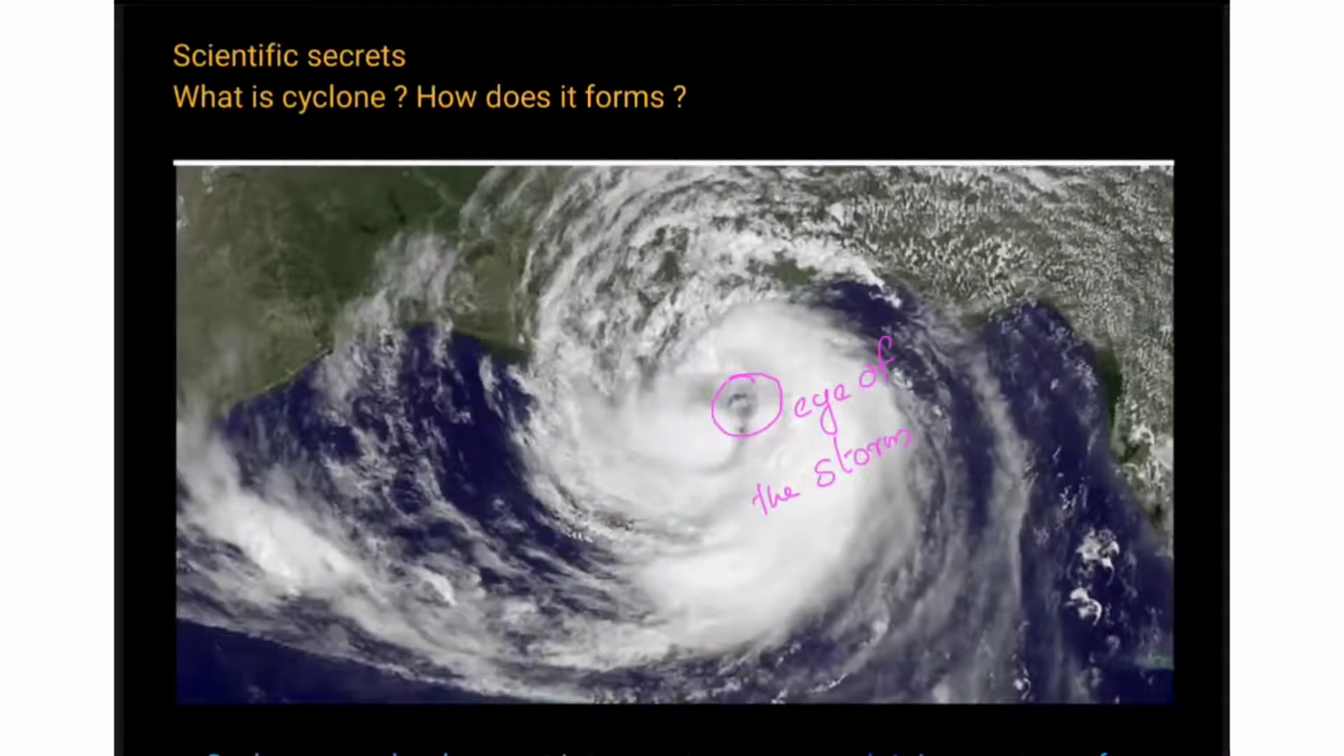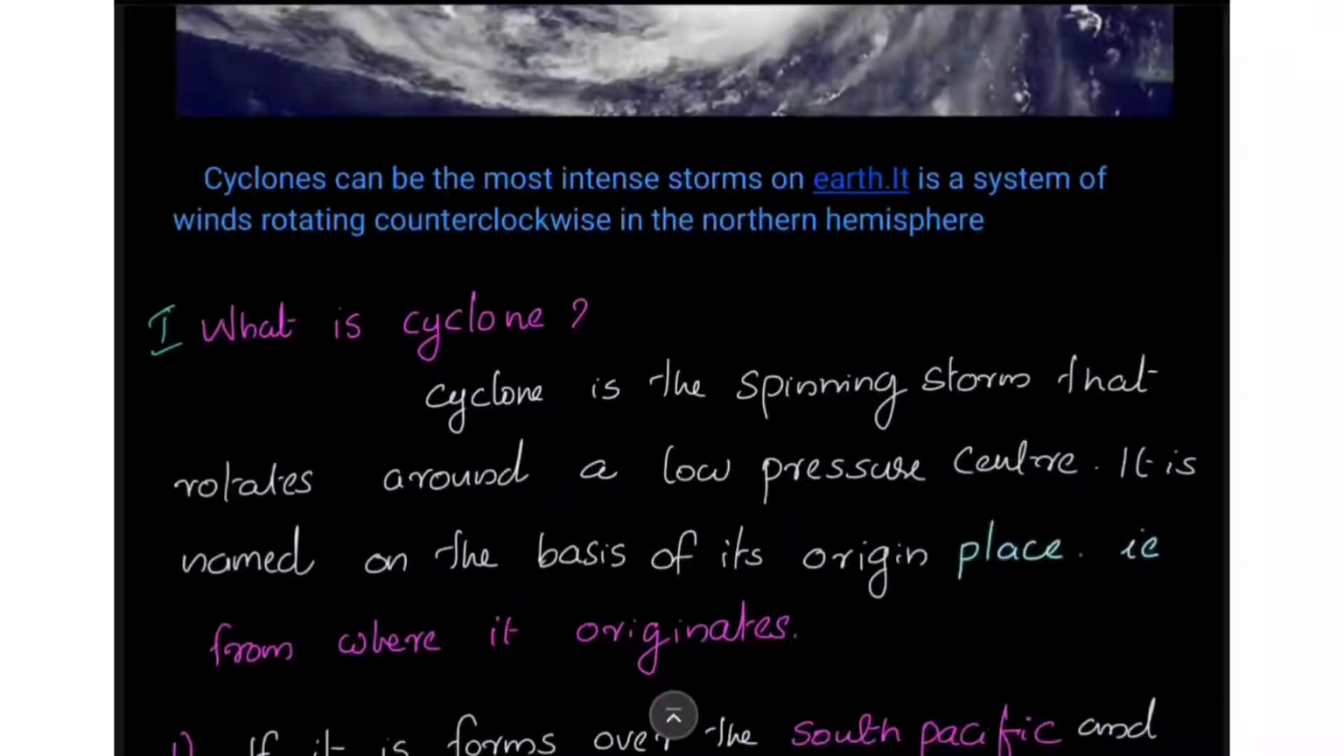Today we are discussing another interesting topic, that is about cyclone. And here we are discussing three questions, and the first one is, what is cyclone? Cyclone is the spinning storm that rotates around a low pressure center, and it is named on the basis of its origin place, that is from where it originates.